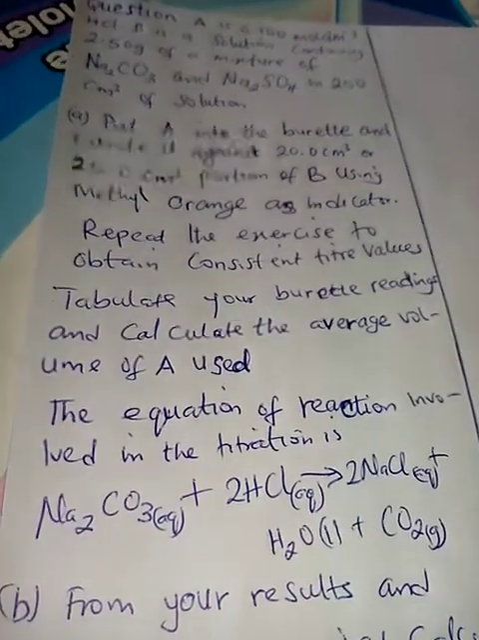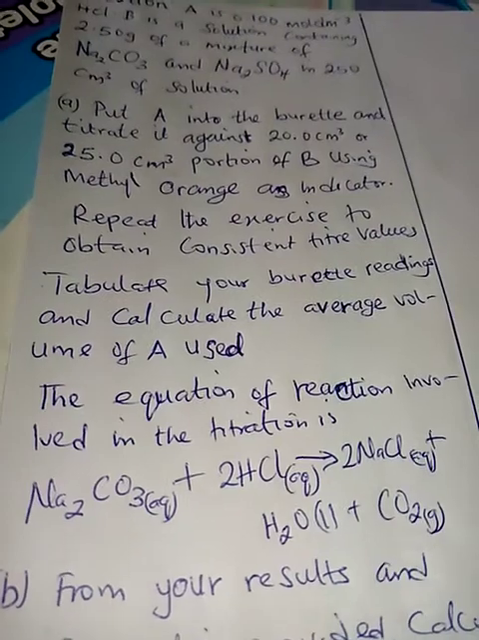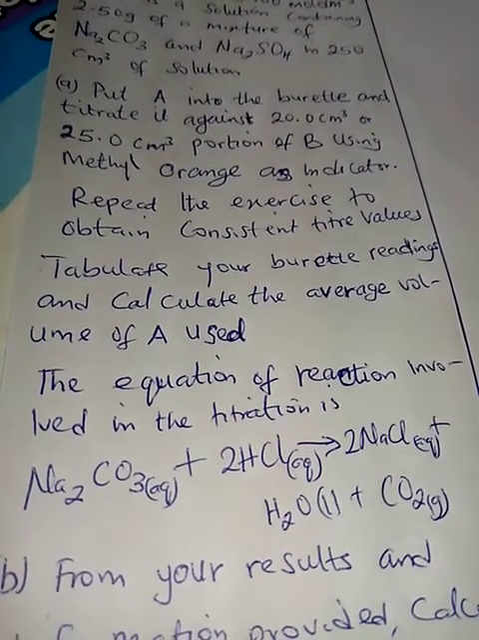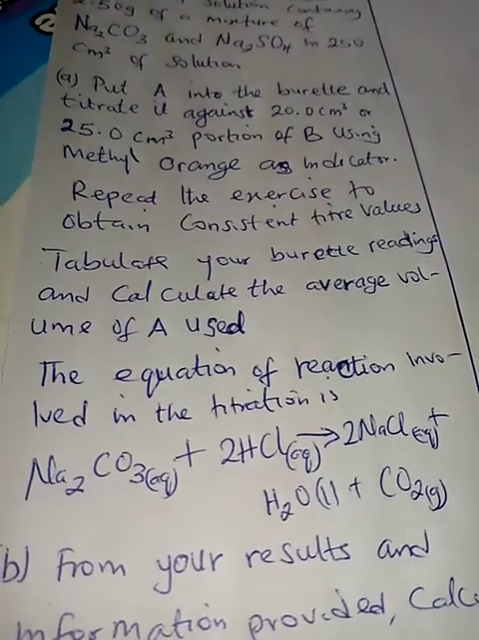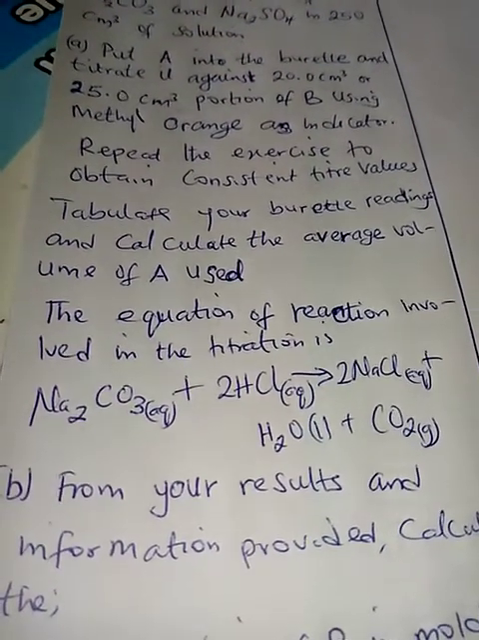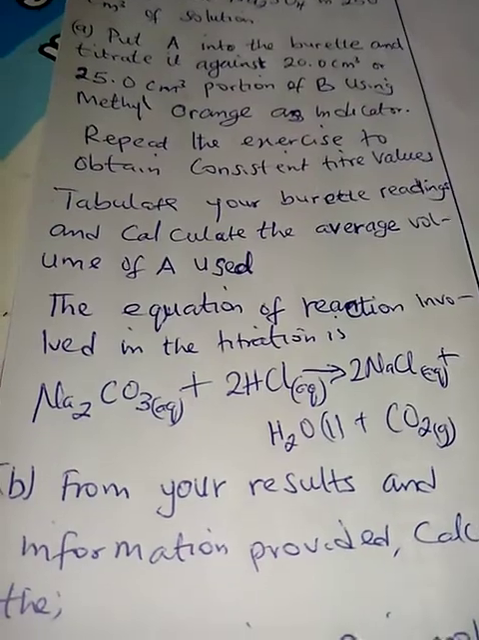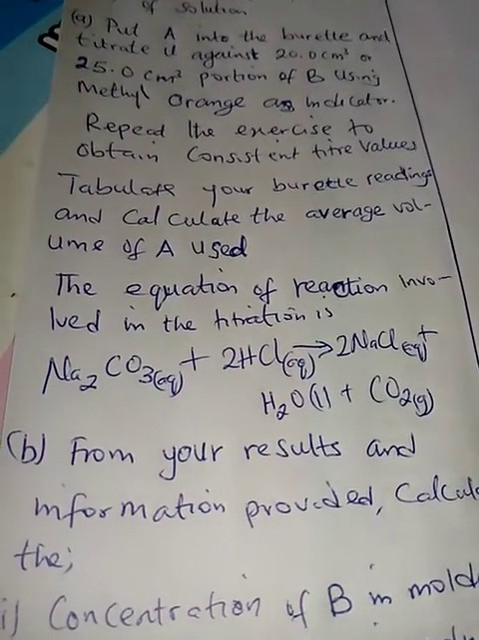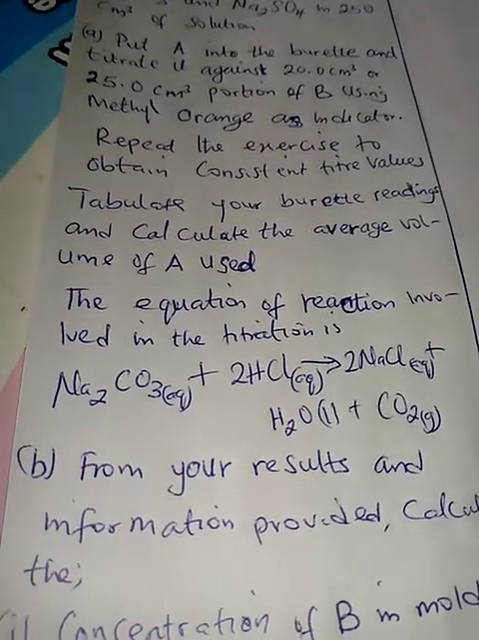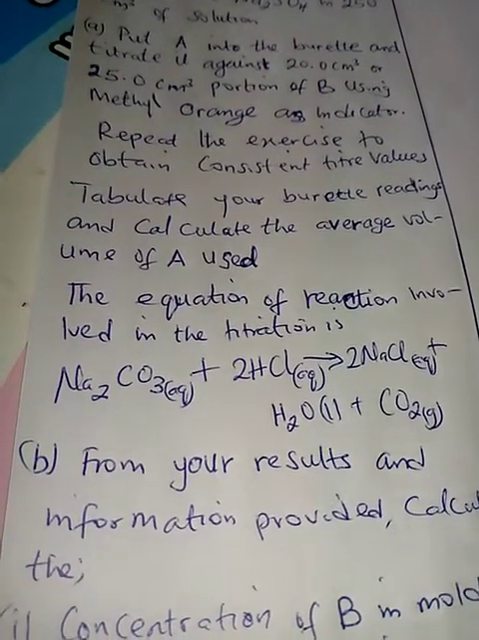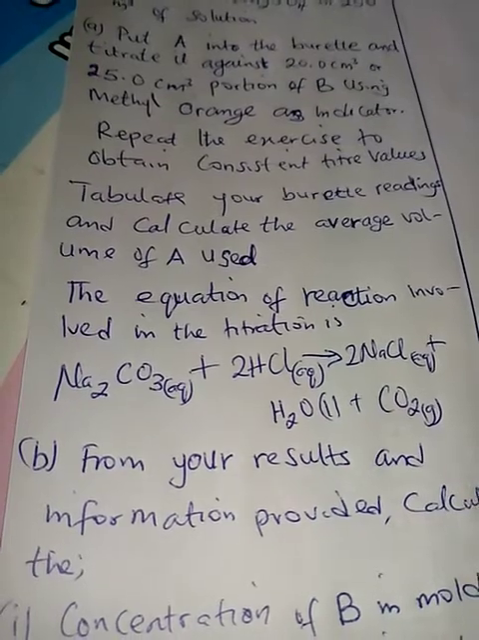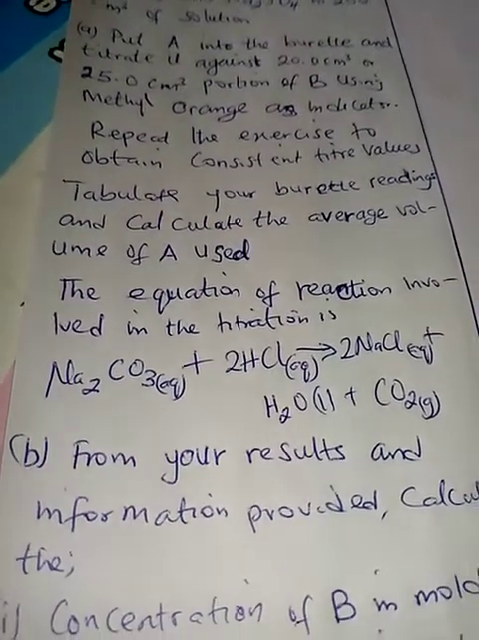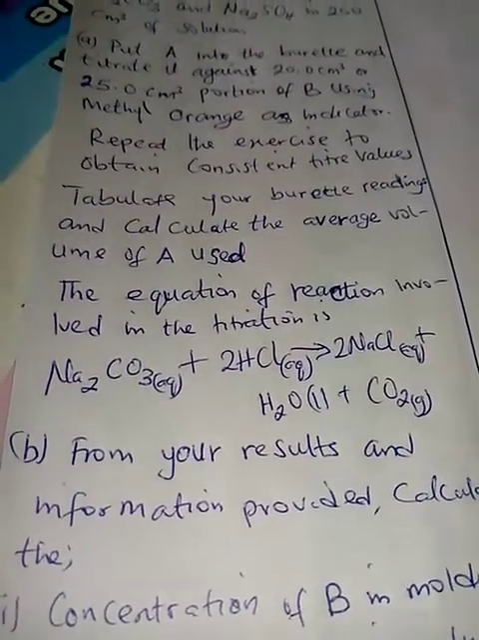Now they said we should repeat the exercise to obtain consistent titer values. Tabulate your burette readings and calculate the average volume of acid used. The average volume of A that is used. The A is the word acid. Then the equation of the reaction is given below. That is Na2CO3 plus 2HCl to yield sodium chloride plus water and CO2. This is the end product of a neutralization reaction because a salt and water are formed.